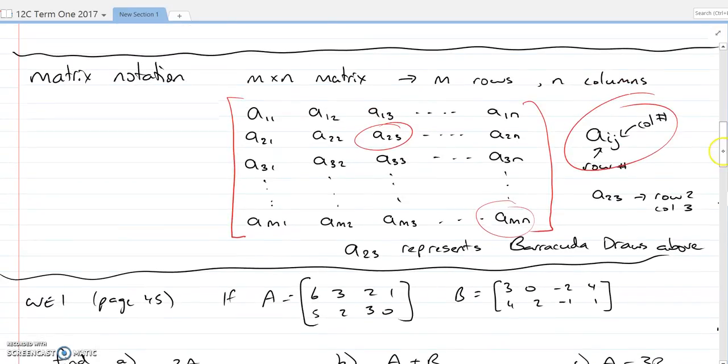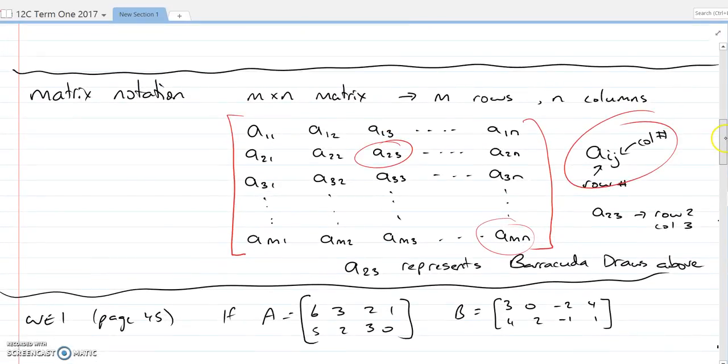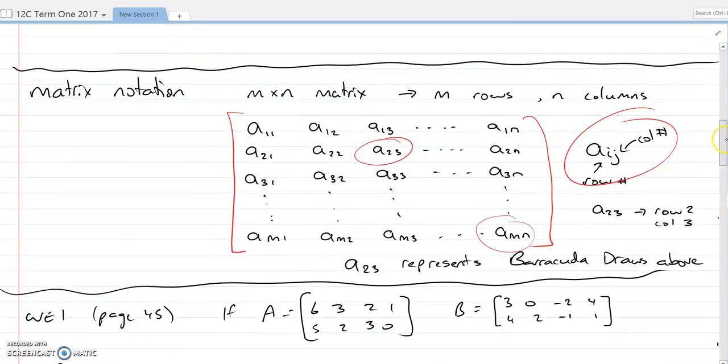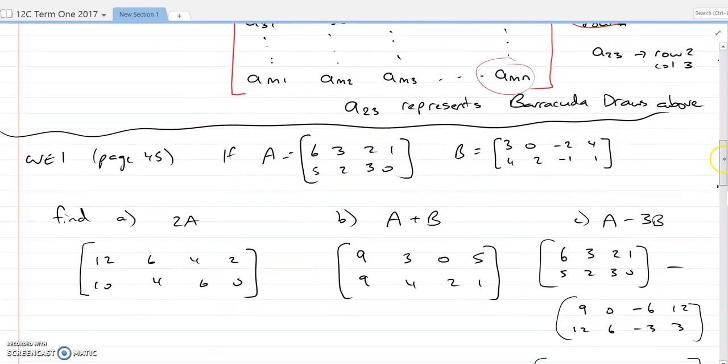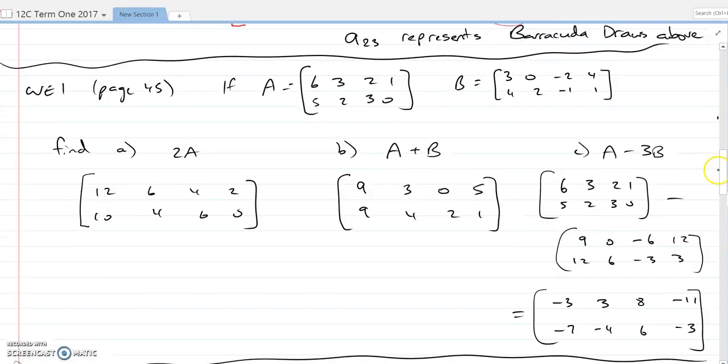Alright, next one. Okay, so we're on to worked examples from the textbook very quickly. This stuff should be quite familiar. If we've got these two matrices, of course we can add, etc. Okay, so just quickly go through these. Let's have a look at the first one.